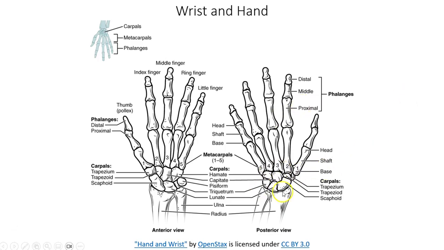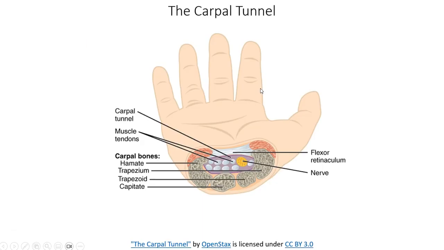Again, carpals are making up the wrist, and then the metacarpals make up the palm of the hand, and then phalanges are the fingers. So quickly, carpal tunnel syndrome, this can develop due to a variety of reasons depending on injuries and repetitive motions from jobs and stuff like that. And so we can see these carpal bones down here.